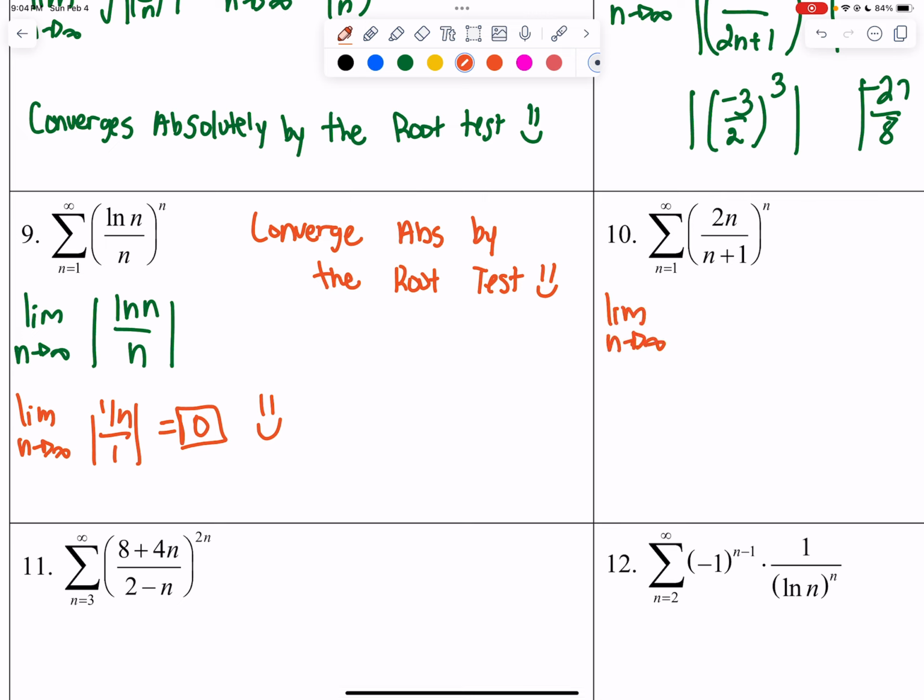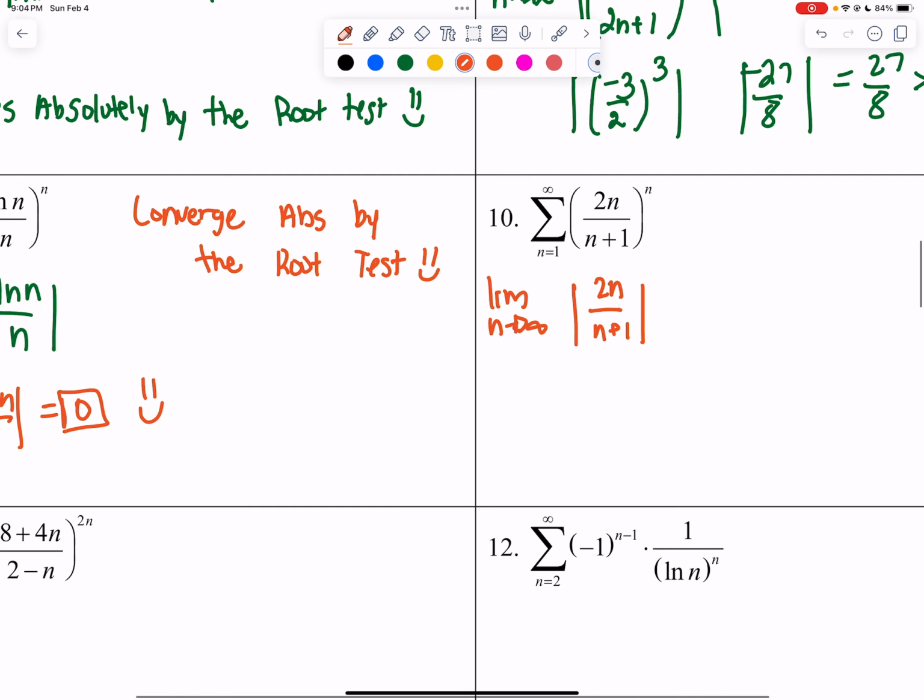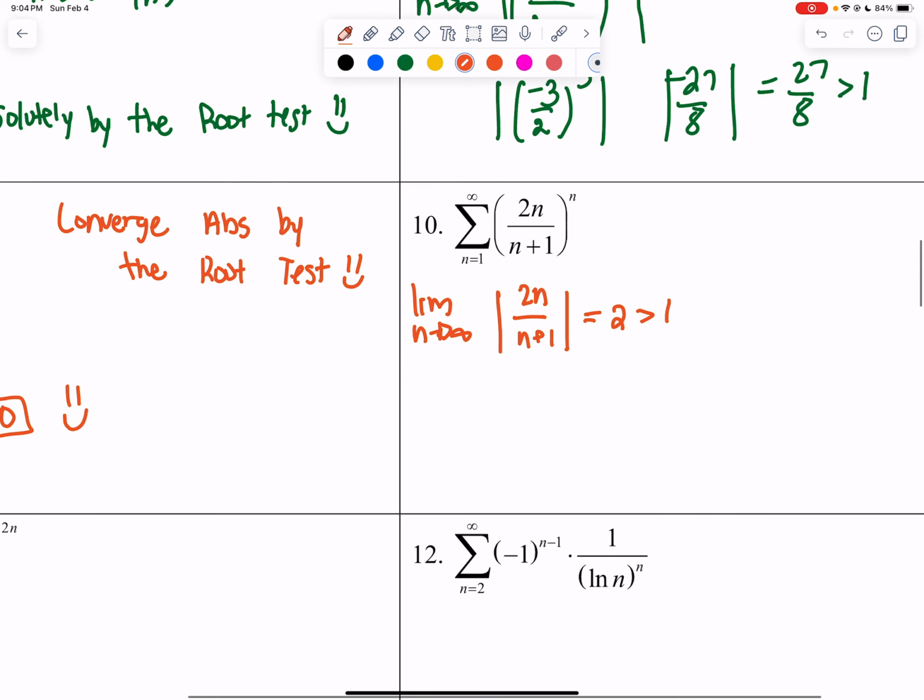The limit as n approaches infinity of 2n over n plus 1. Looking at my degree, since they're the same, I'm going to look at my coefficient, which is just going to be 2. And since 2 is greater than 1, this tells me that my series right here will diverge by the root test. Sad.